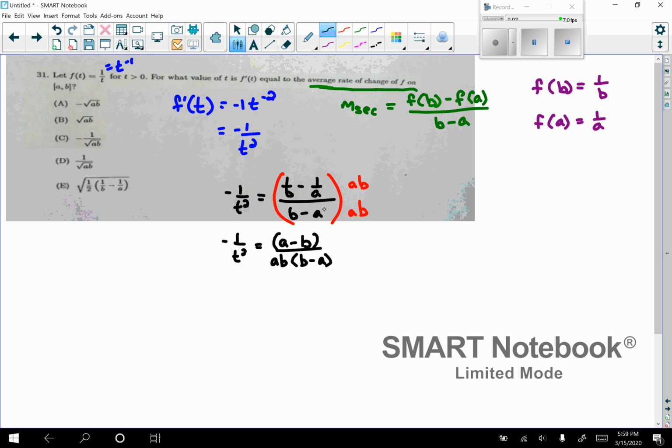And what I really have here are opposites. A minus b is the opposite of b minus a. So if I cross those out, I'll put a negative 1. So we end up with negative 1 over t squared equals negative 1 over ab. Since they're both negative, I could just divide those out and cross multiply as well, so we could just say ab is equal to t squared. Again, t is greater than 0. So when I go to take the square root, t is just going to equal the positive square root of ab, giving us choice B here.